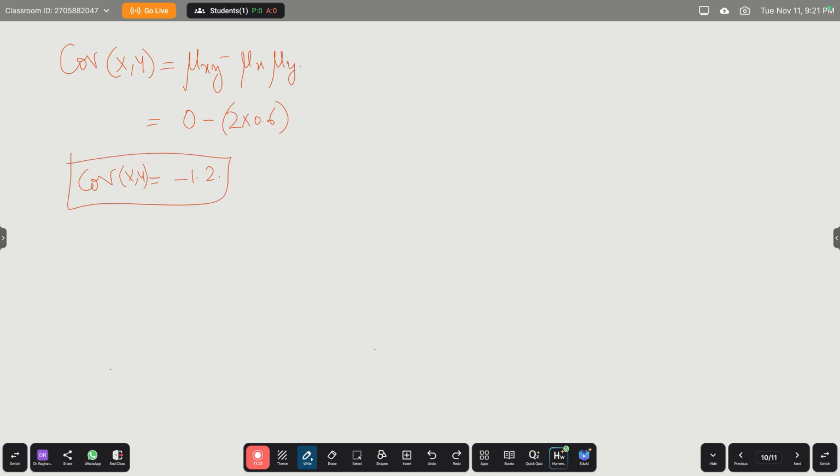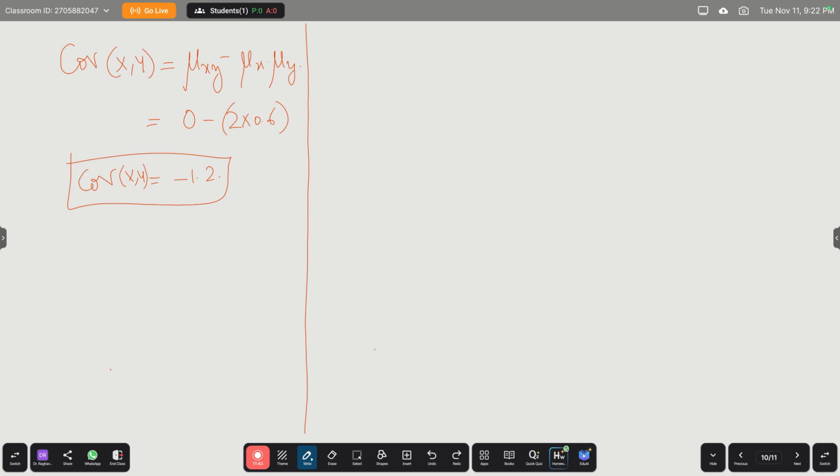So covariance we got. Now the other two requirements: one is sigma x and the other is sigma y. What is sigma x? Sigma x is the standard deviation of variable x and sigma y is the standard deviation of variable y. Okay. So let me take one by one.